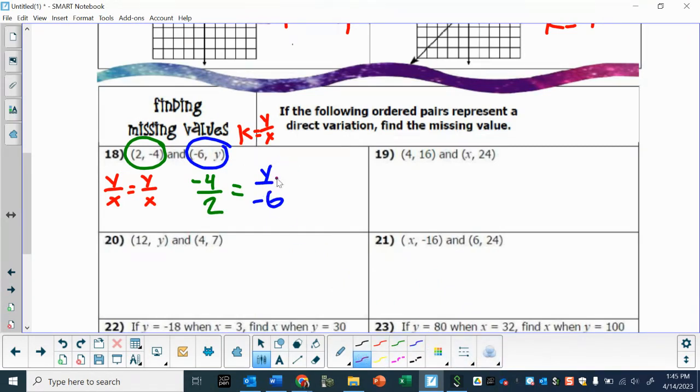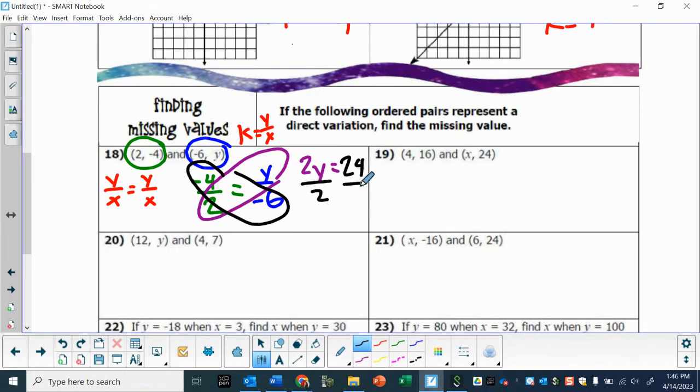When you're solving proportions, we cross multiply. 2 times y is 2y. -4 times -6 is 24. Solving for y, you get y equals 12.